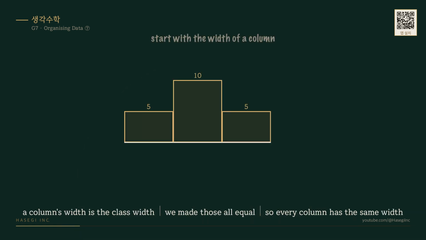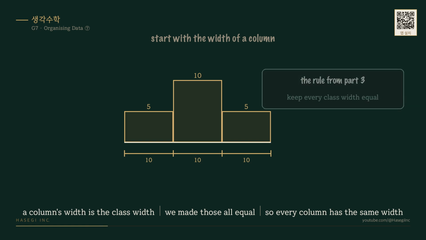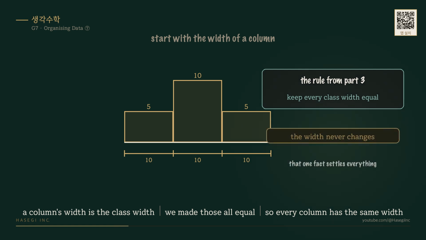In a histogram, the width of one column is the span its class covers, which is the class width. And 2 episodes ago, we agreed to make every class width the same. So every column has the identical width. That single fact settles everything.